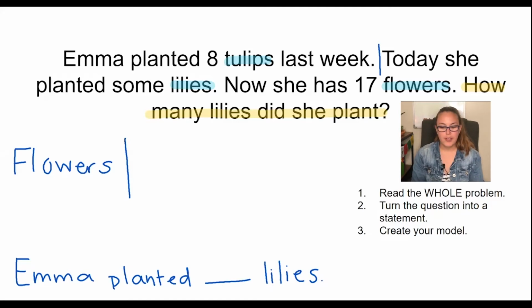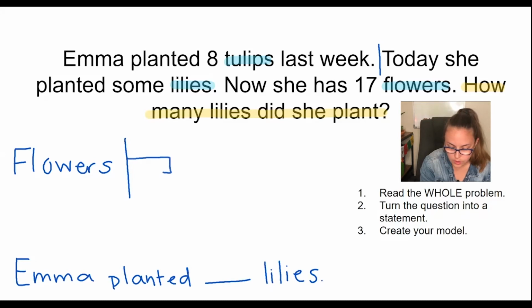How do we model 8 tulips? So we're going to draw the piece of the model here. And inside the model, inside the bar, I'm going to write how many tulips Emma planted. And we know that she planted 8 tulips. Above the bar, I'm going to label this so I don't forget. She planted 8 tulips.